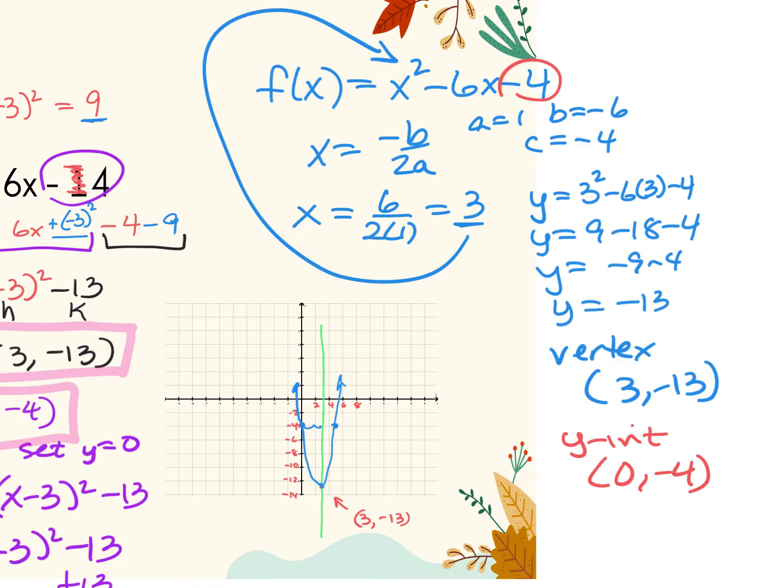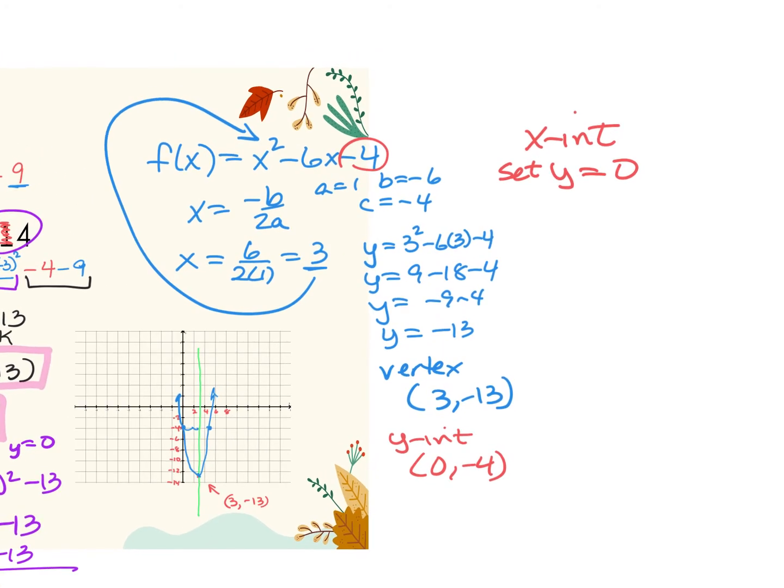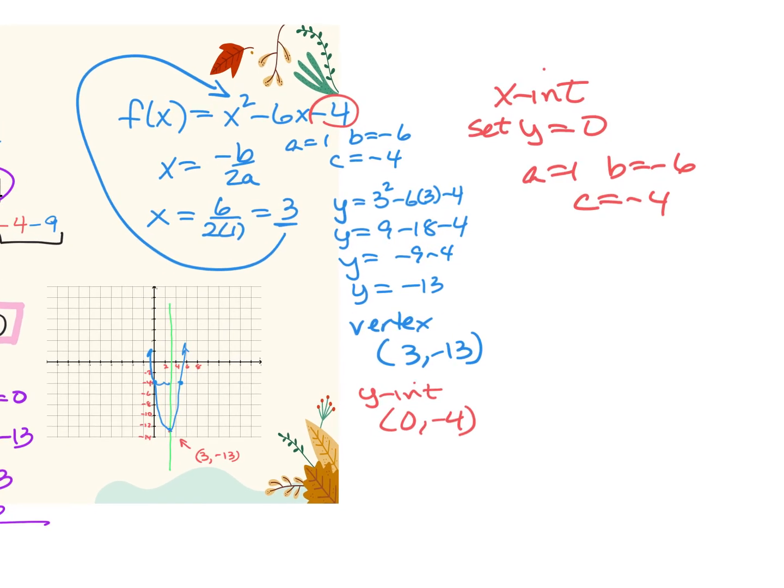So I already did completing the square. Let me go ahead and do the quadratic formula to get the x-intercepts. So again, for x-intercepts, you set y equal to 0. I'm going to do the quadratic formula. A equals 1, B equals -6, C equals -4. So when I plug it into the quadratic formula, 6 plus or minus the square root of -6 squared minus 4 times A times C, all divided by 2 times A.